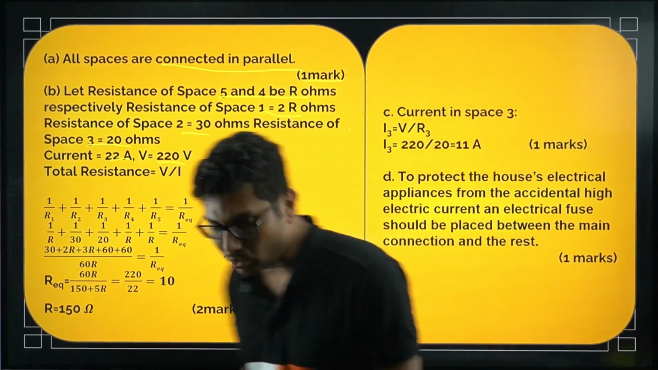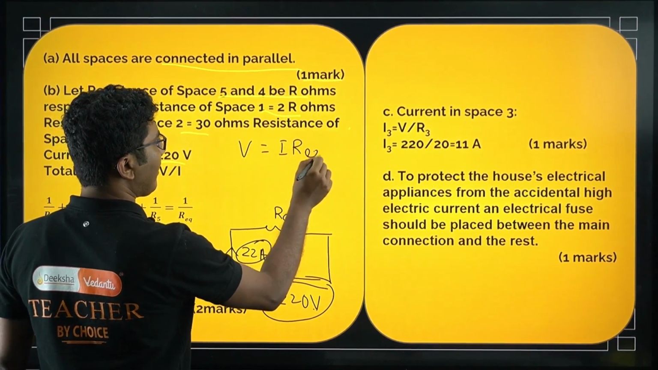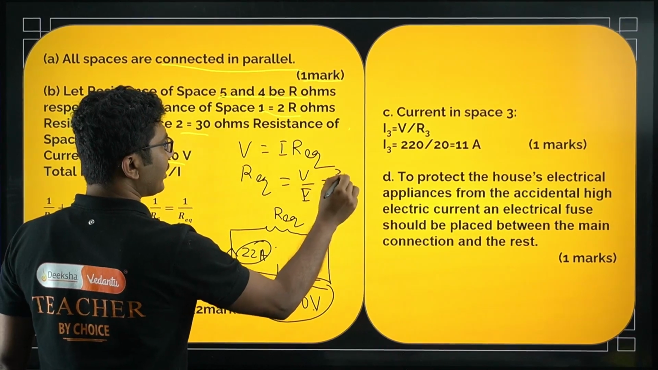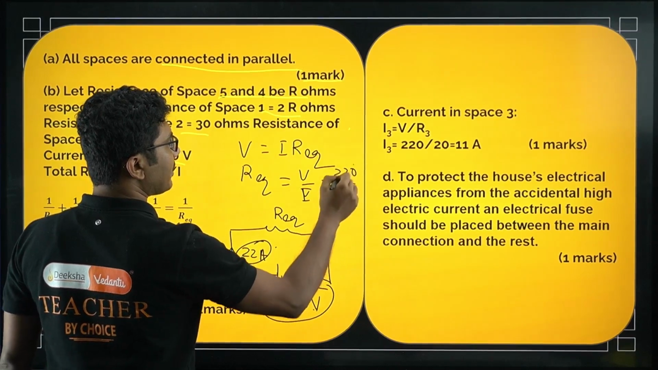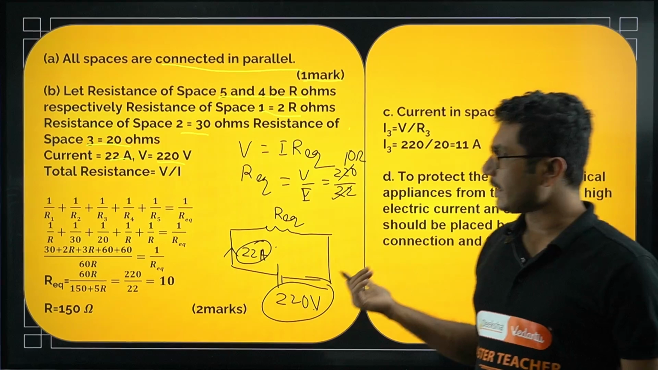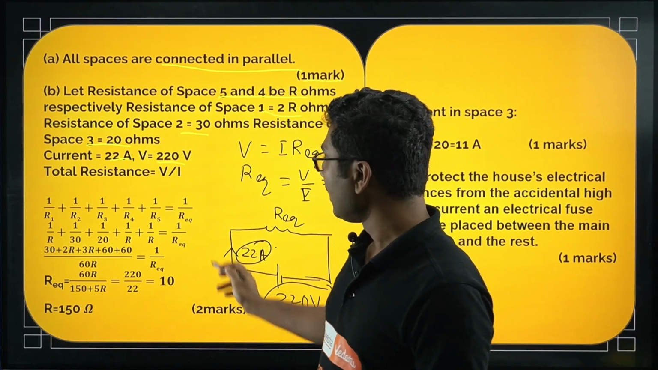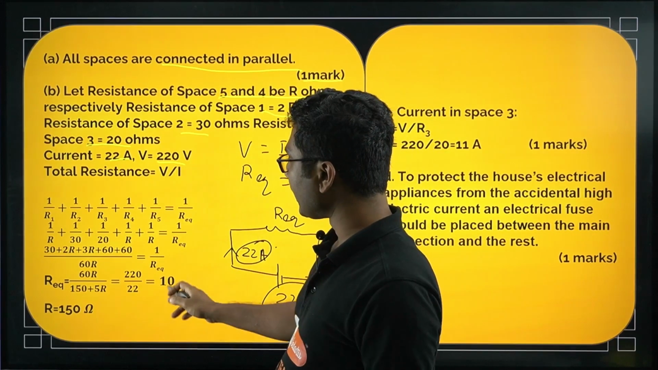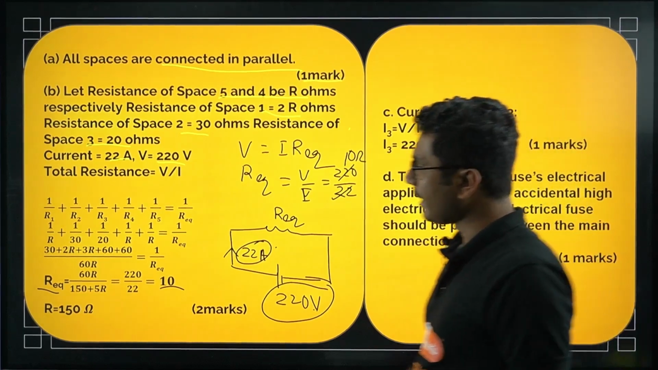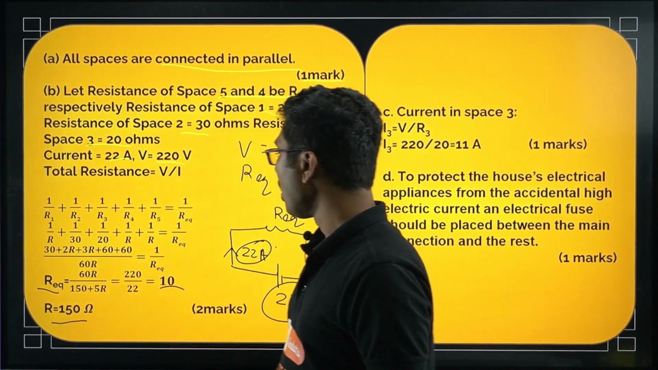So from Ohm's law, V is equal to IR, V is equal to I Req. So Req is equal to V by I. Now V is 220 volt, I is 22, so basically it means 10 ohm. So the entire equivalent resistance of all the resistances is 10 ohm. They are connected in parallel, so we put the same value here, and we know that R equivalent is 10 ohm. After adding all the values and simplifying everything, you will get R is equal to 150 ohm.